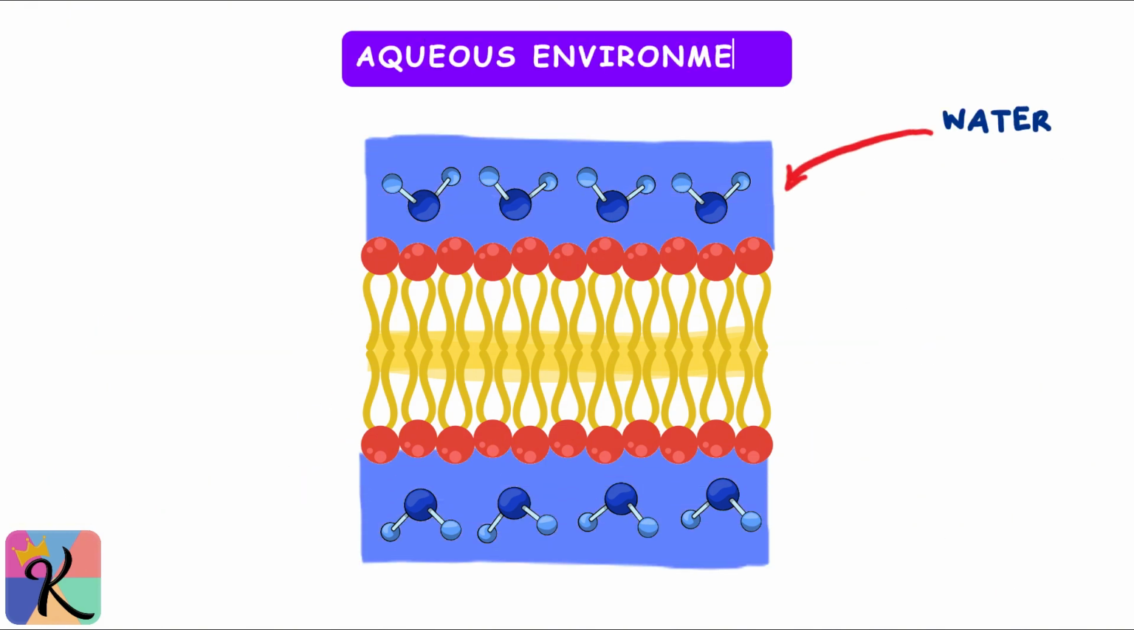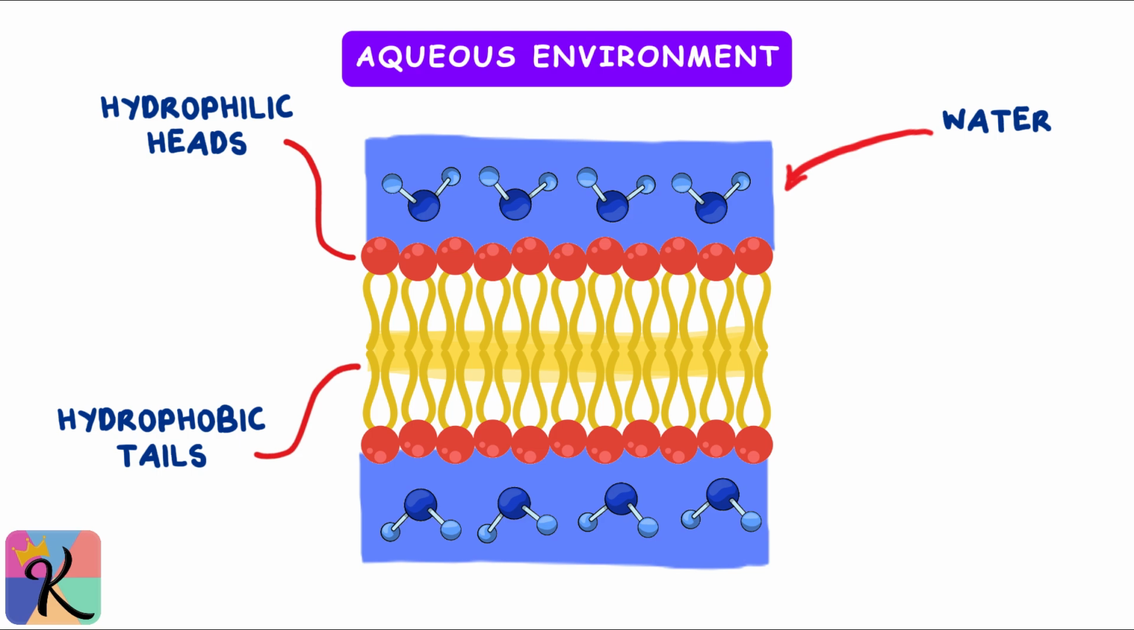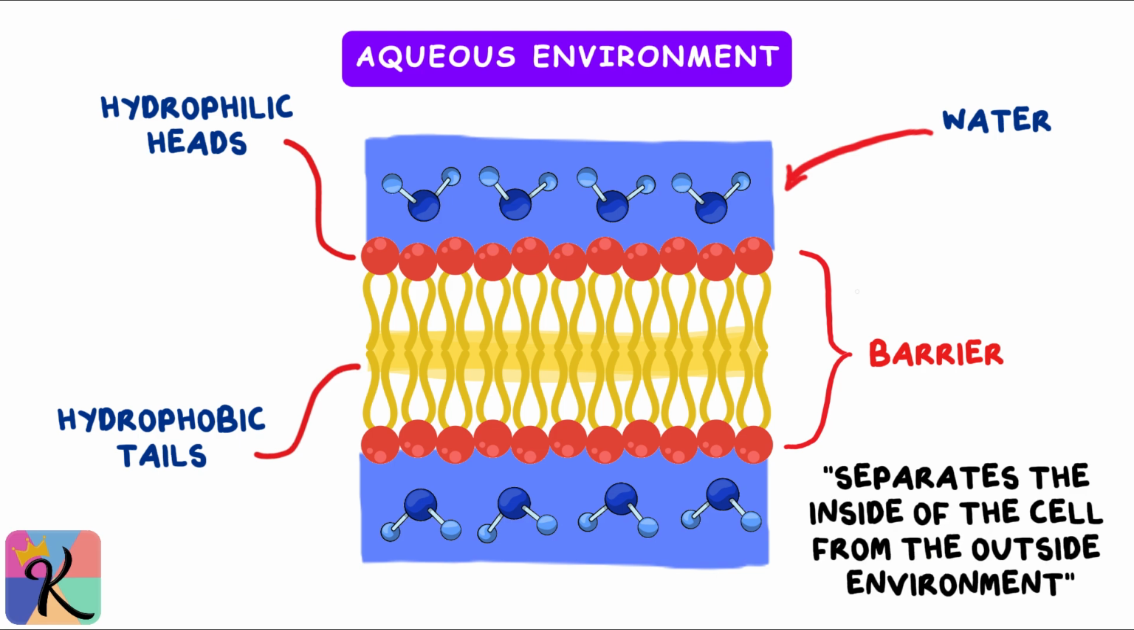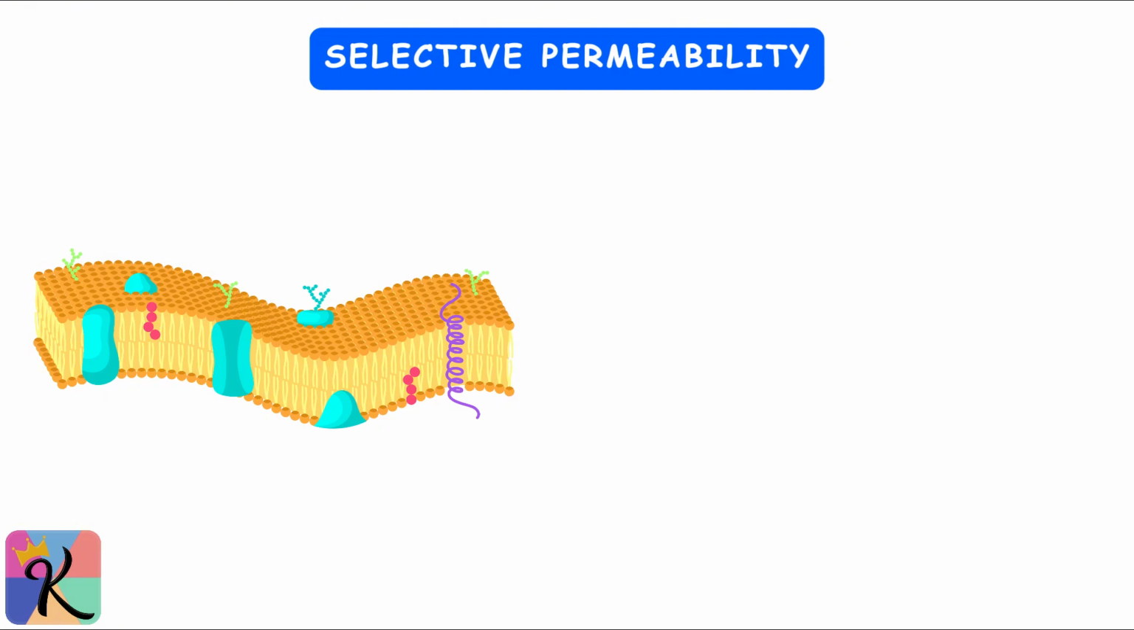In an aqueous environment, phospholipids naturally arrange themselves into a bilayer, with the hydrophobic tails facing inward, away from the water, and the hydrophilic heads facing outward toward the water on both sides. This arrangement creates a barrier that separates the inside of the cell from the outside environment. The cell membrane is selectively permeable, meaning it allows some molecules to pass through while blocking others.